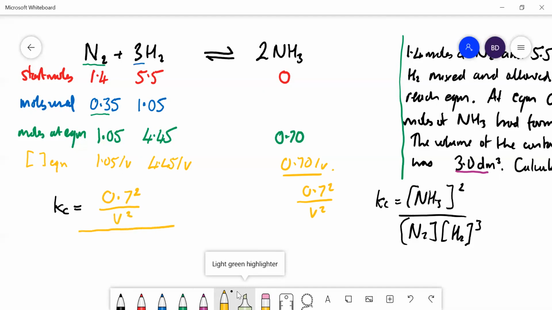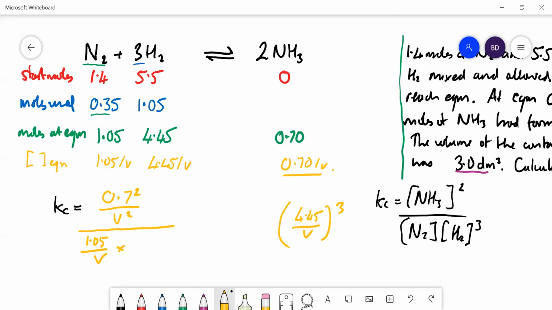And on the bottom line, we're going to have, well, N2 is just 1.05 over V multiplied by the concentration of H2. So that's 4.45. Right, that's down here. We've got to cube the whole thing. So 4.45 over V all cubed. You've got to cube the top and the bottom of the fraction, haven't you? So that's cubed, and the V is cubed as well. So 4.45 over V cubed.